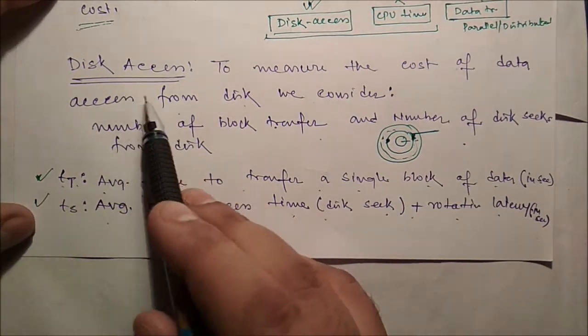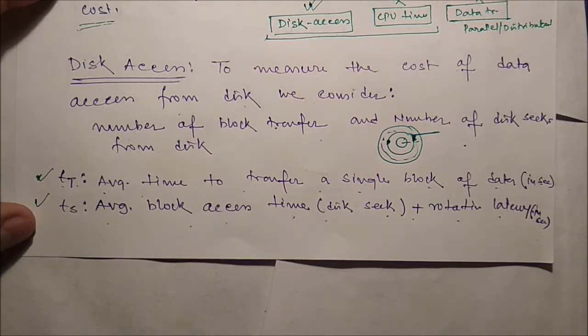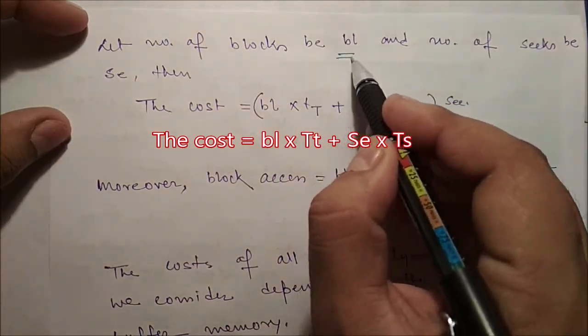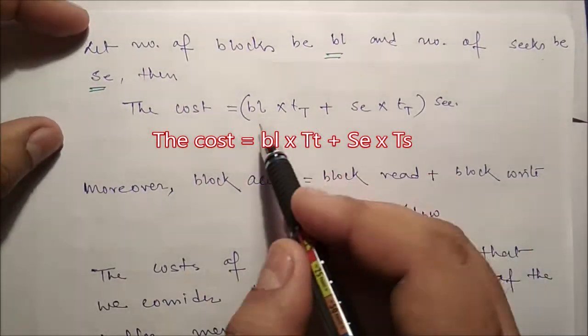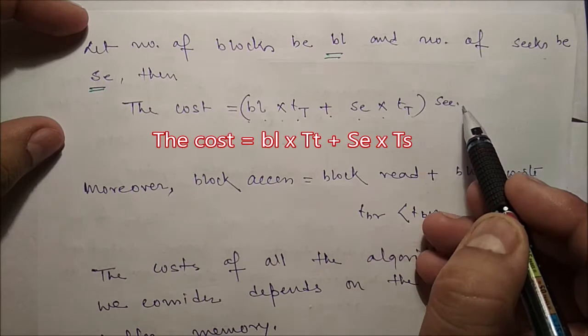So in disk access, there are two parts, TT and TS. Now let the number of blocks be BL and the number of seeks be AC. Then the cost will be what? BL into TT plus AC into TS, that is in seconds.